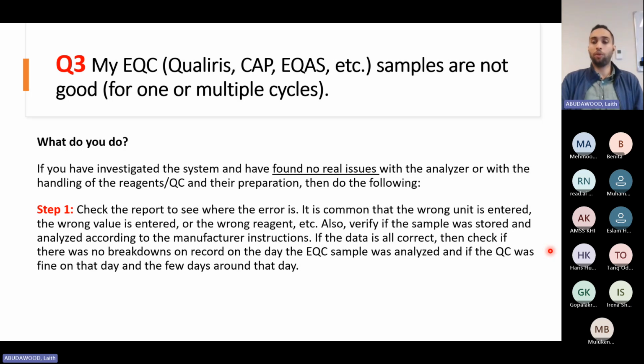Now, another important point, make sure that the customer is handling the external quality control samples as intended by the manufacturer. For example, CAP linearity samples for fibrinogen and D-dimer are frozen. We had a very big issue in the region where customers received these linearity samples from CAP for fibrinogen and D-dimer as liquid. They are supposed to be received frozen. So if you are receiving thawed samples, your results will be absolutely horrible.